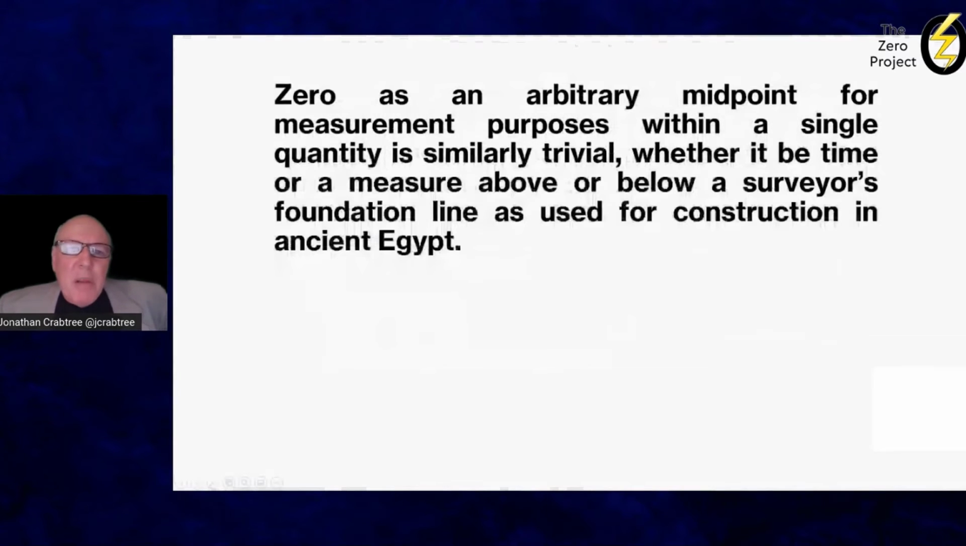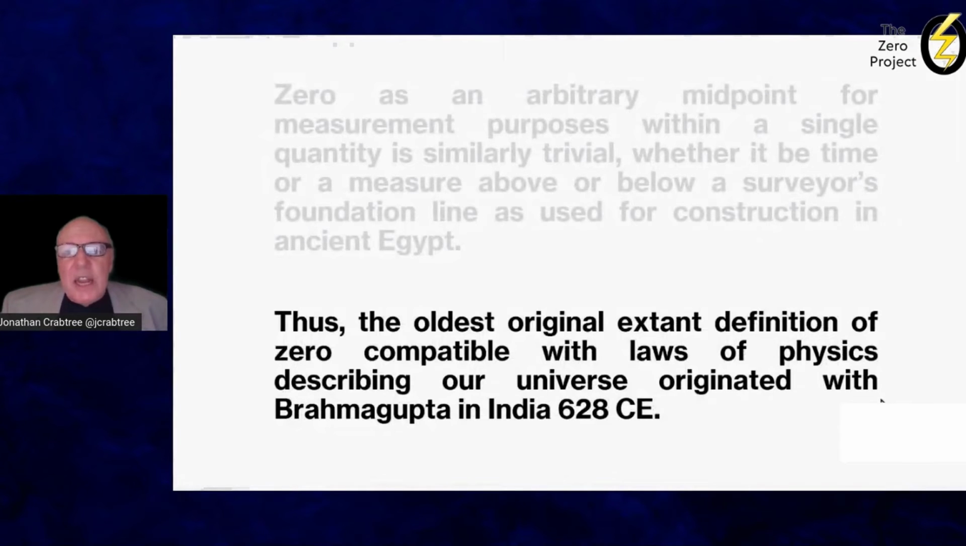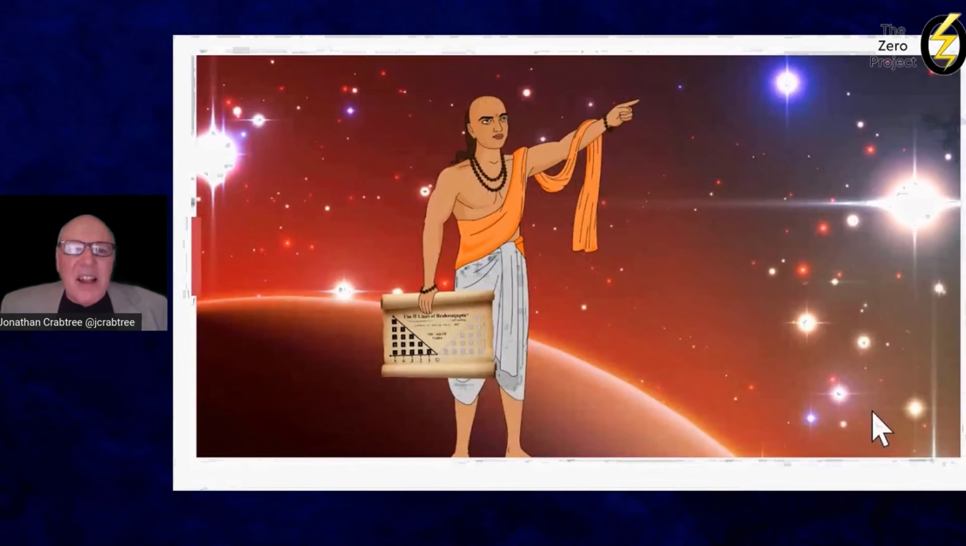Zero as an arbitrary midpoint for measurement purposes within a single quantity is similarly trivial, whether it be time or above and below a surveyor's foundation line as used for construction in ancient Egypt. Thus, I conclude the oldest original extant definition of 0, compatible with laws of physics describing our universe, originated with Brahmagupta in India, 628 CE. I've had a slightly more impressive and uplifting illustration of Brahmagupta created as an astronomer.